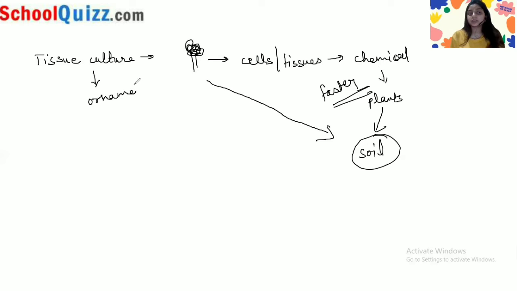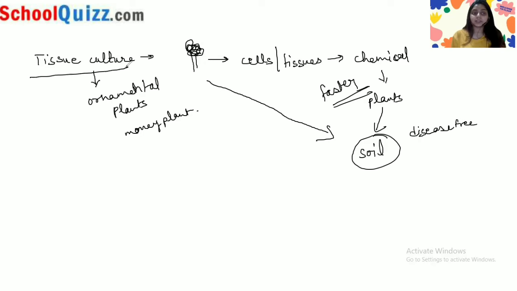Ornamental plants, what are ornamental plants? Means the plants which are used for decorative purposes at our house. The example is the money plant. So in this method, we take the cells or the tissues of the plant and then place them in a chemical so they grow faster, and when it is an early stage of the plant, it is placed in the soil so that it grows in pressure and disease free conditions. Disease free conditions. So this is the tissue culture method.